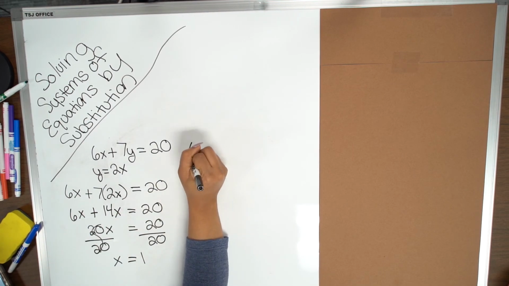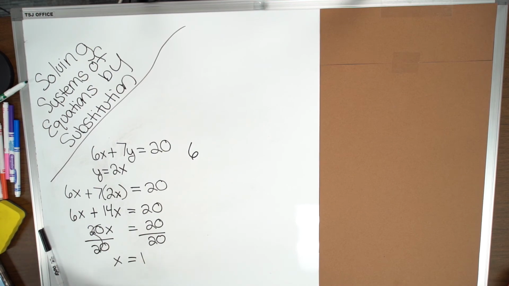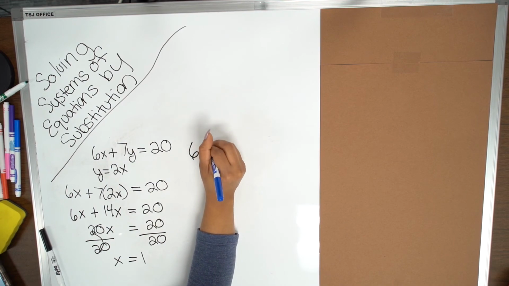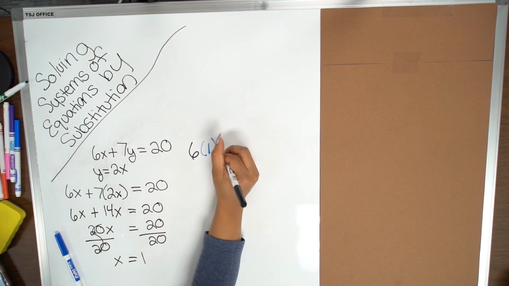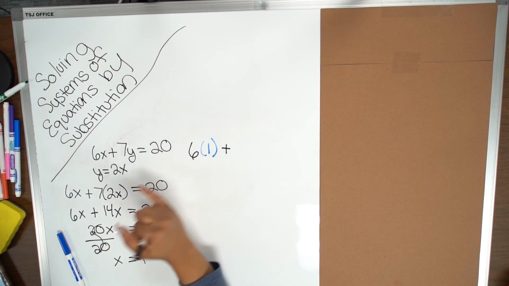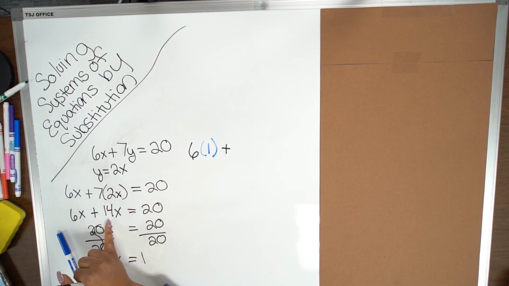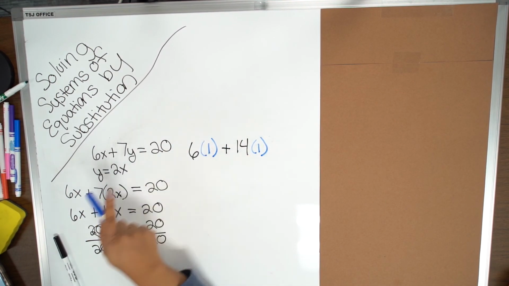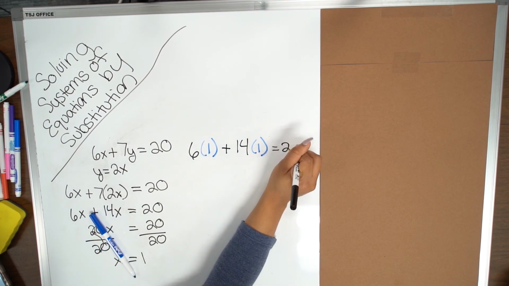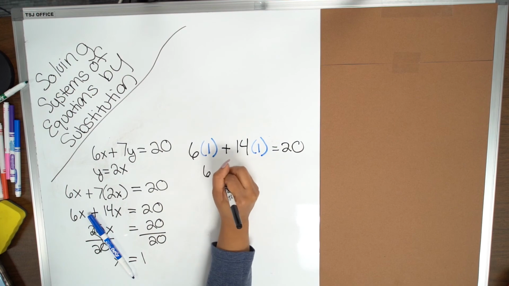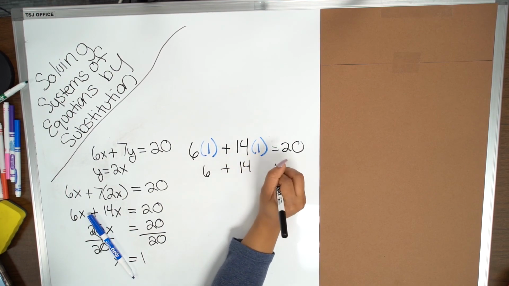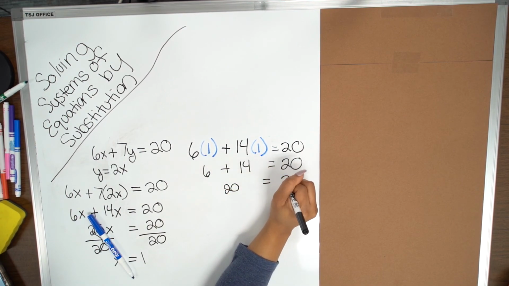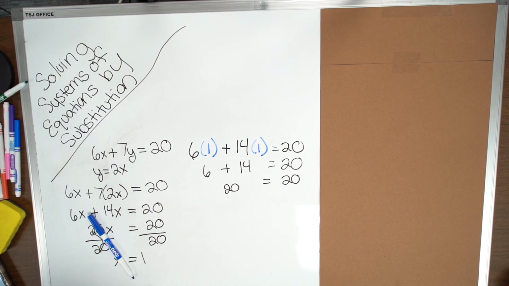All right, so we have 6. I'm going to write the substitutions. I'm sure you can probably do some mental math because x is only 1, but for example's sake, I'm still going to write it out. Actually, let's jump down here because we know that 7 times 2 is 14. So we have 14. x is 1 equals 20. 6 times 1 is 6 plus 14 times 1 is 14 equals 20. 6 plus 14 is 20. 20 equals 20. So it is correct.